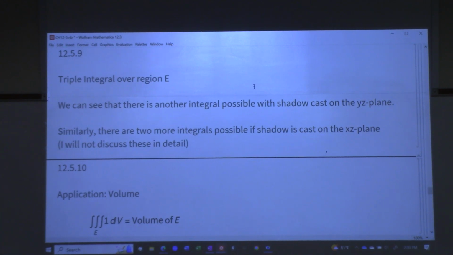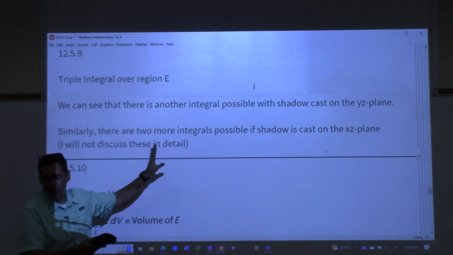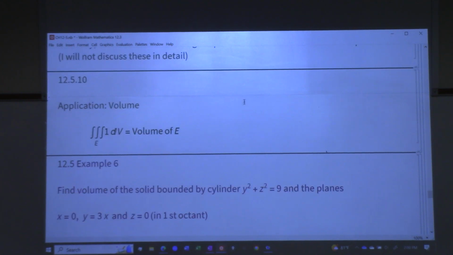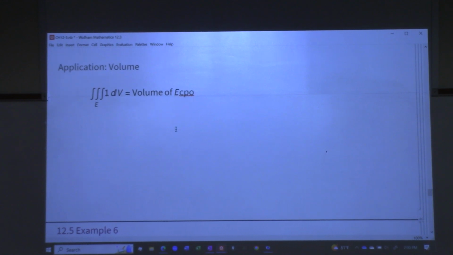All right, so this is what we were talking about just a second ago. There's a bunch of different scenarios. We're not going to go through all of them. All right, big application here.